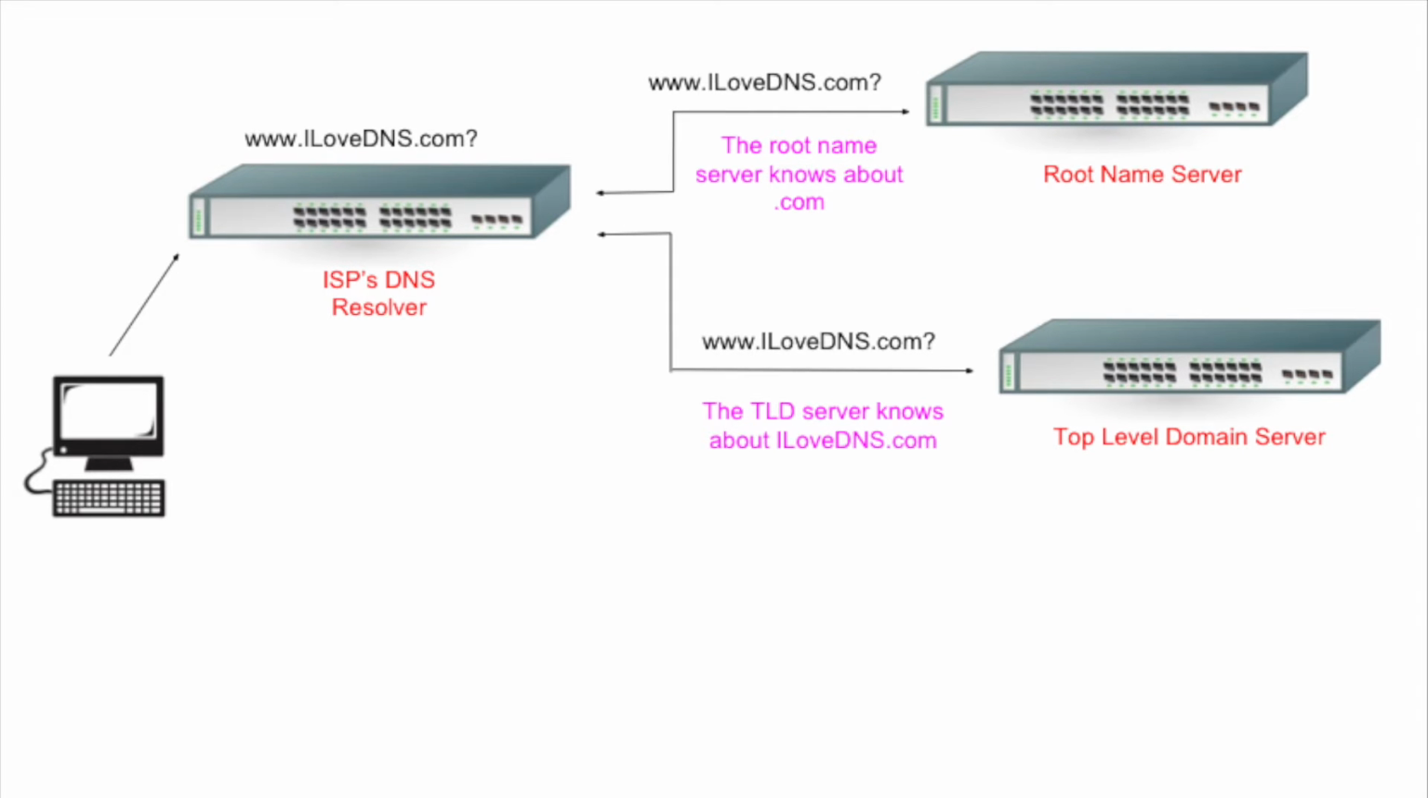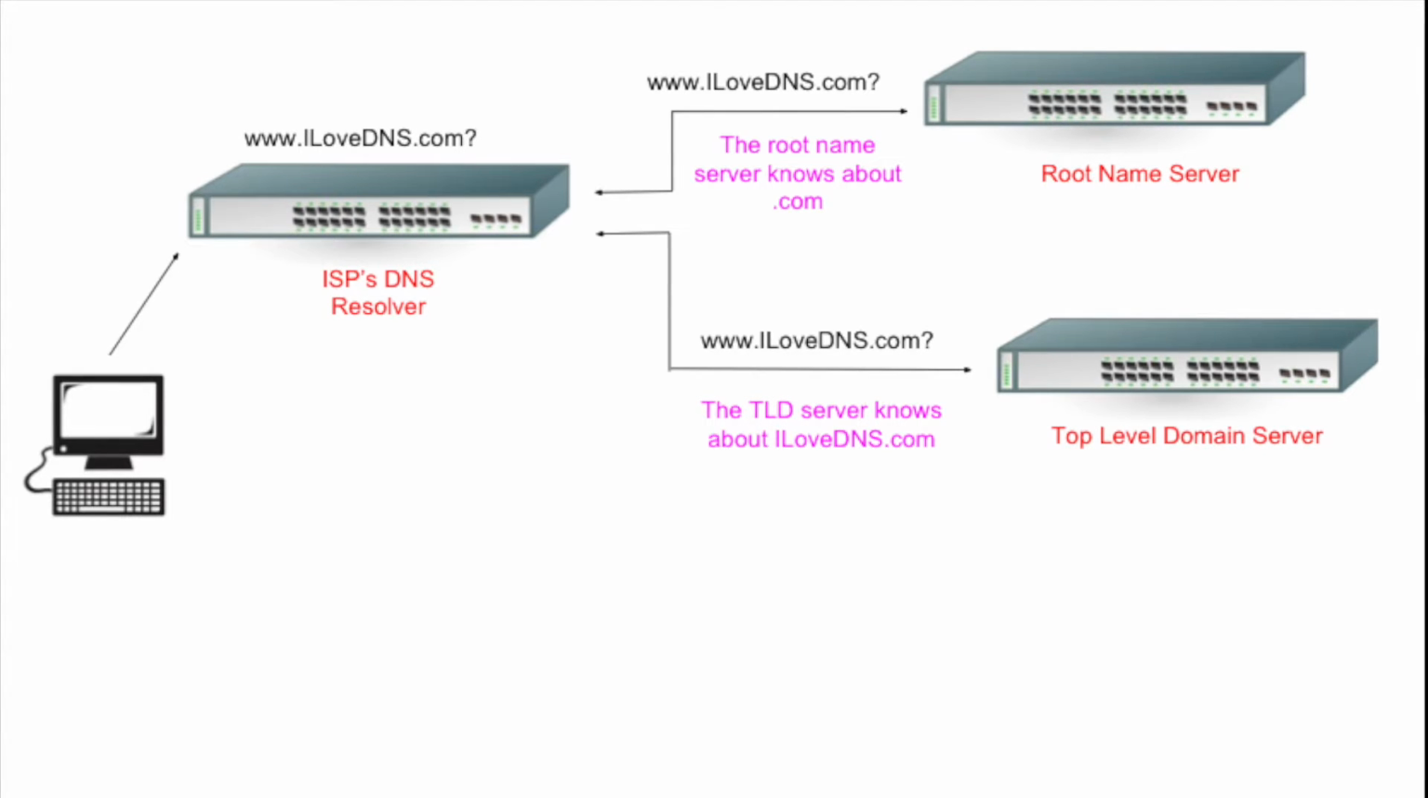We then ask the TLD servers the same question as before. Does the top-level domain know the address of www.ilovedns.com? The top-level domain servers then respond by saying that they don't know where to find the www portion of the URL, but they do know where to find the ilovedns.com name servers.